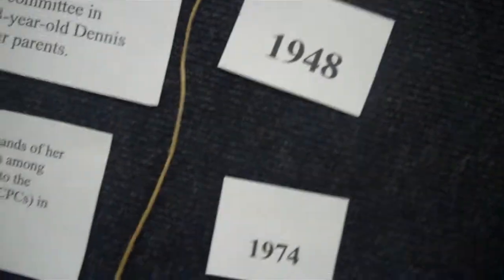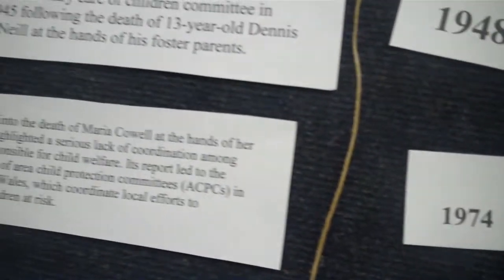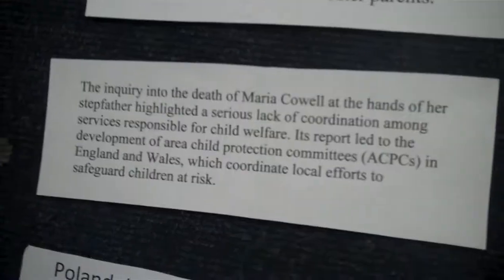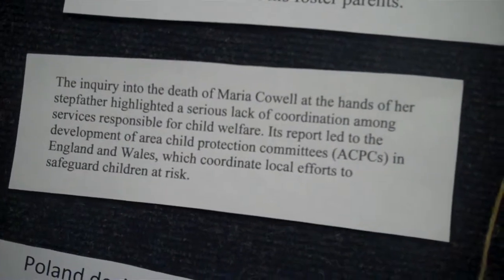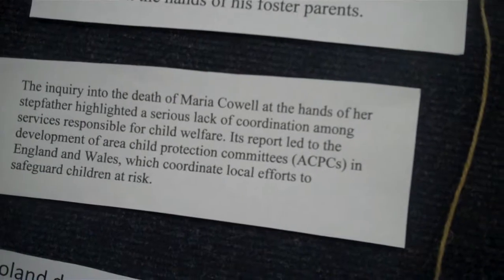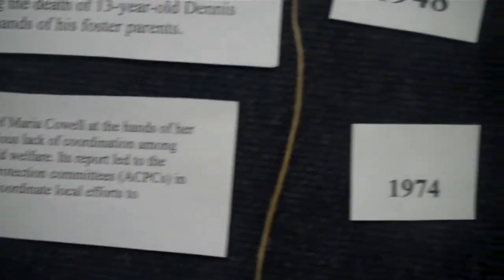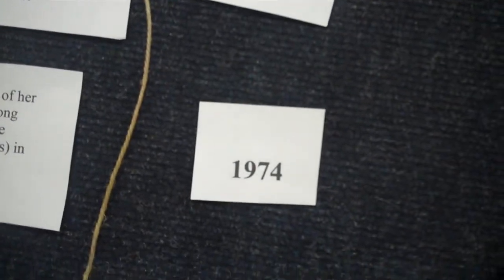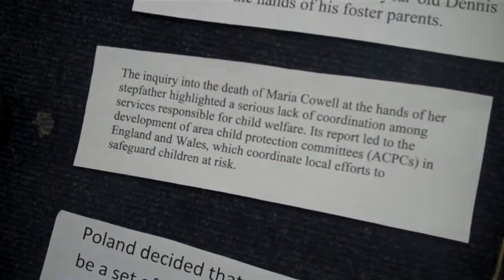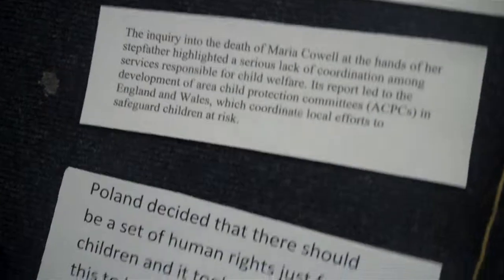In 1974, the inquiry into the death of Maria Colwell at the hands of her stepfather highlighted a serious lack of coordination among services responsible for child welfare. Its report led to the development of area child protection committees in Wales and England, which coordinate local efforts to safeguard children at risk.